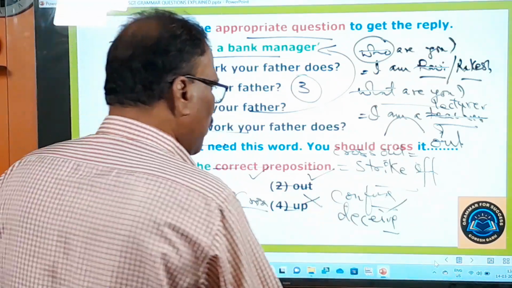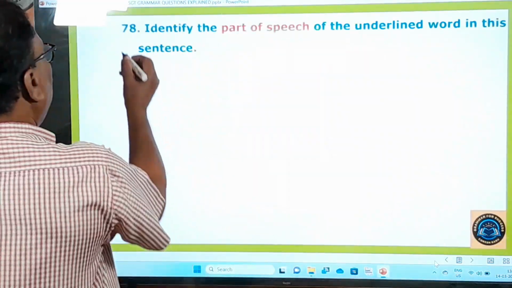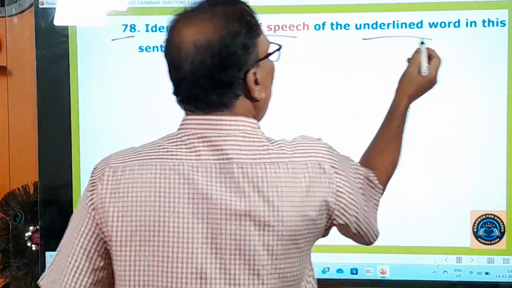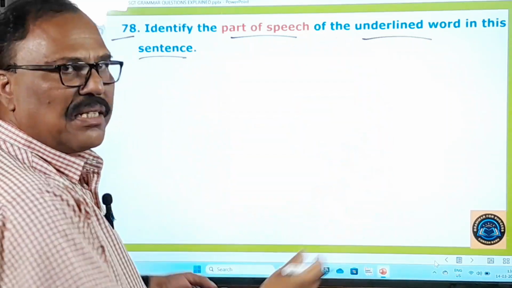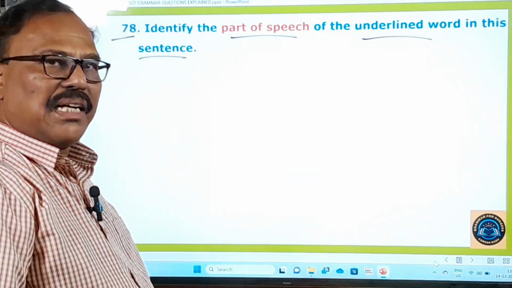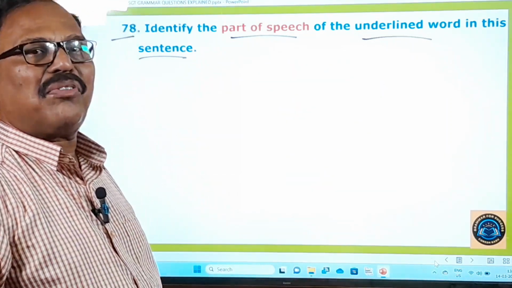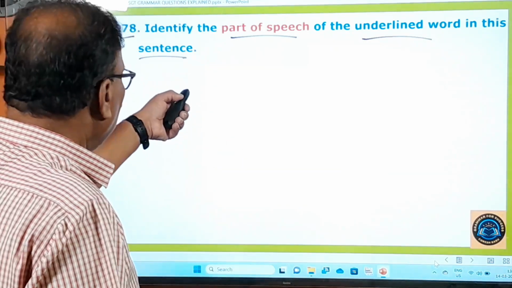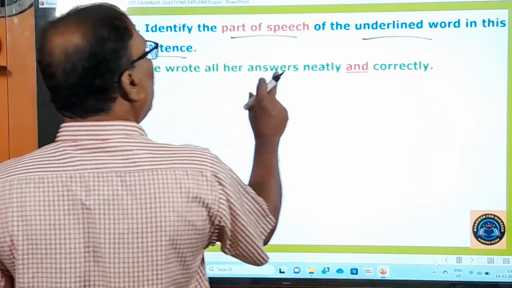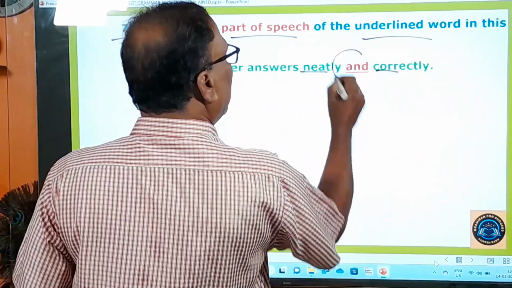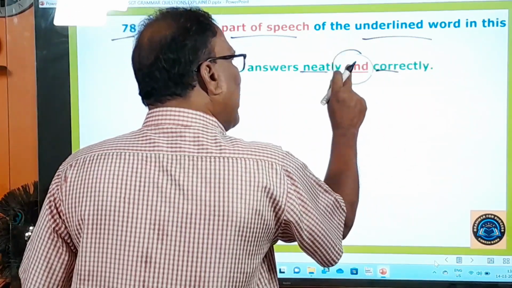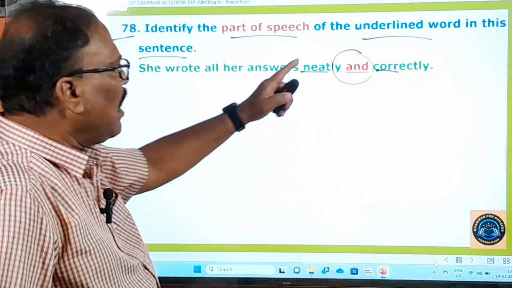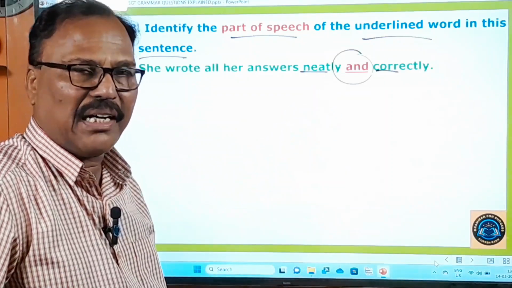And now let's move on to the other questions. 78th question. Identify the part of speech of the underlined word in this sentence. Some sentence is given, and in that sentence some word is underlined. You have to identify the part of speech of that word, right? And what is that sentence? She wrote all her answers neatly and correctly, and this is the word underlined. I have underlined it and also written it in red color.